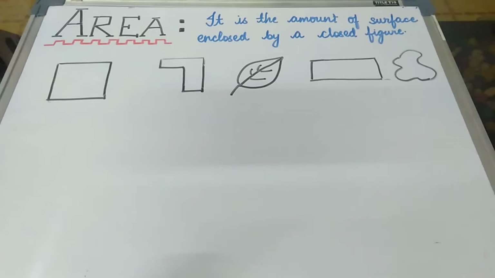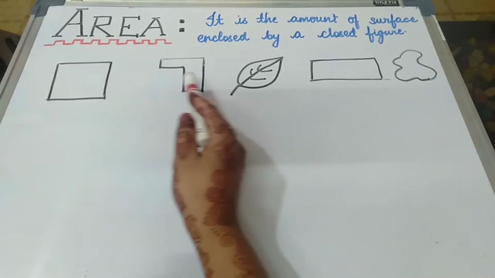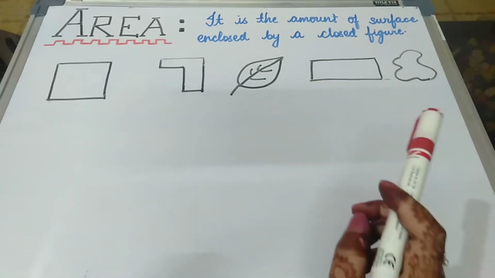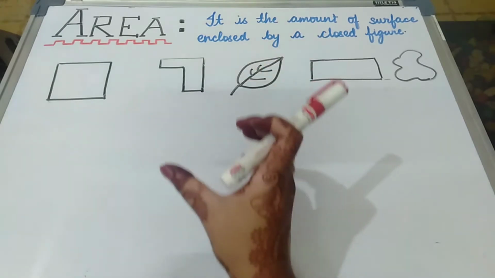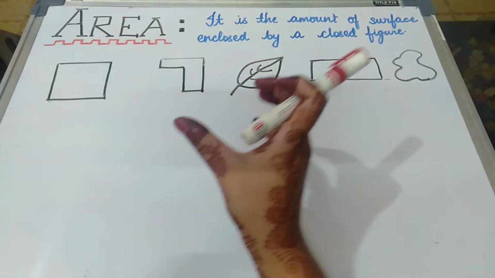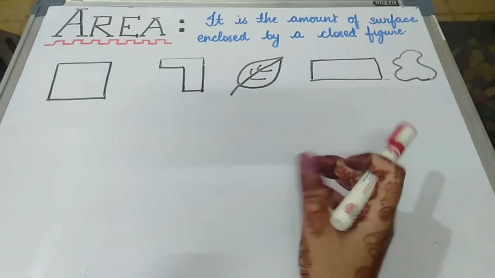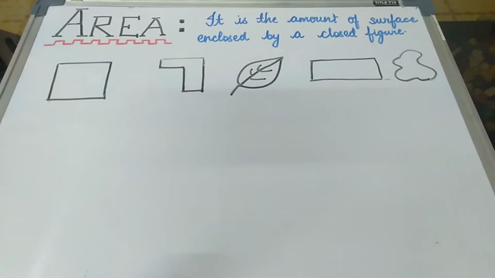Now we are going to do the next topic, that is area. So what is area? The definition of area is the amount of surface enclosed by a closed figure. Now these are the closed figures as you can see over here. So how much surface they occupy, or the surface occupied by this closed figure, is known as its area.